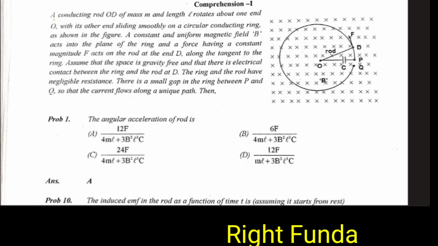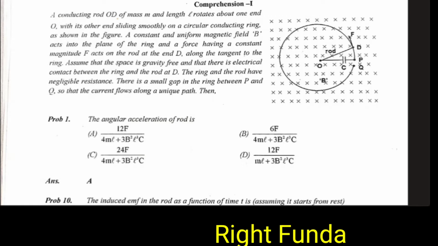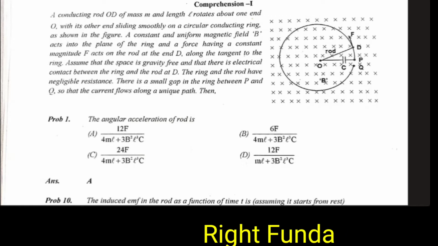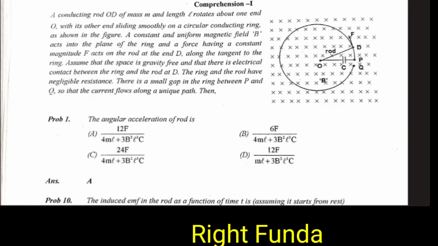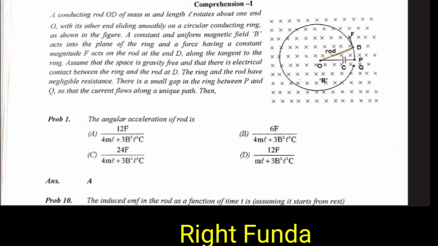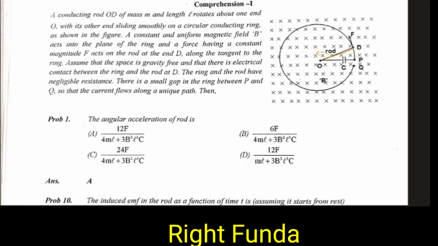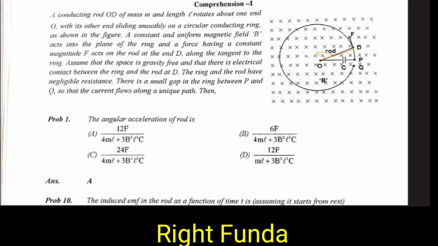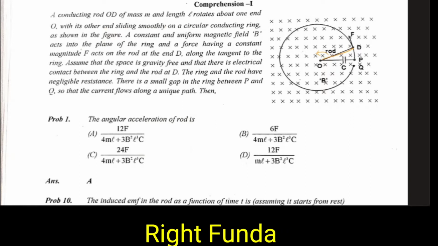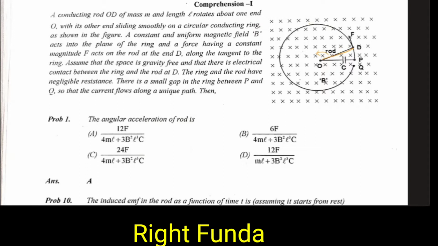Let's read it. A conducting rod OD of mass m and length L rotates about one end O. So here is the rod, OD, and it rotates about this end like this. Its other end is sliding slowly on a circular conducting ring as shown in the figure. This rod will be sliding over there.